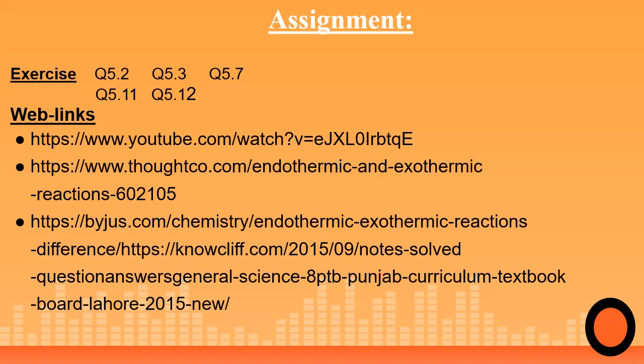Then in your question number 5.11, describe the importance of exothermic reactions in everyday life. It is a complete topic in your book. We have already discussed it. You can just simply go through it from your textbook. And 5.12, give two examples of chemical reactions from everyday life which are essential for life. It is also provided in your book, which you just need to go through.